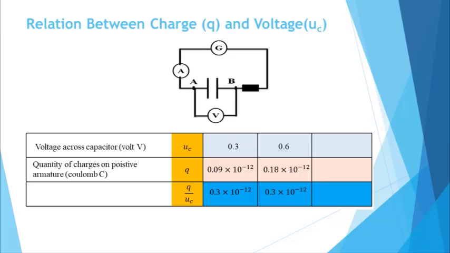Notice here that if I divide Q by UC for all the values of Q and V, it gives me the same number, which is 0.3 times 10 to the power minus 12. Then Q divided by UC gives a constant number for one capacitor. What does this number stand for? This number defines a characteristic of the capacitor, which is called the capacitance of the capacitor or the capacity of the capacitor.